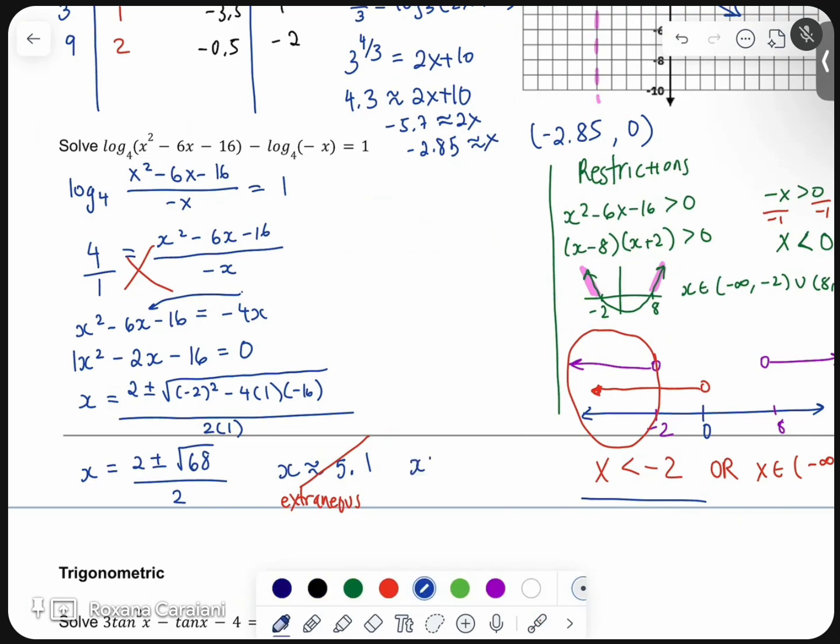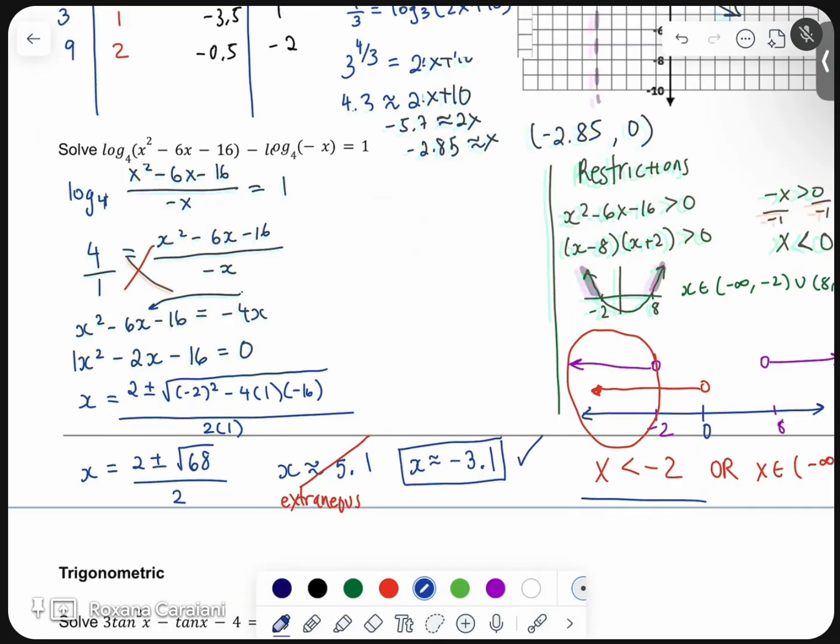Okay, and now I'm going to try the other version. So 2 minus the square root of 68, all divided by 2. This one I get negative 3.1. That is much better because it follows the restriction. It is a number less than negative 2. And there we have it.